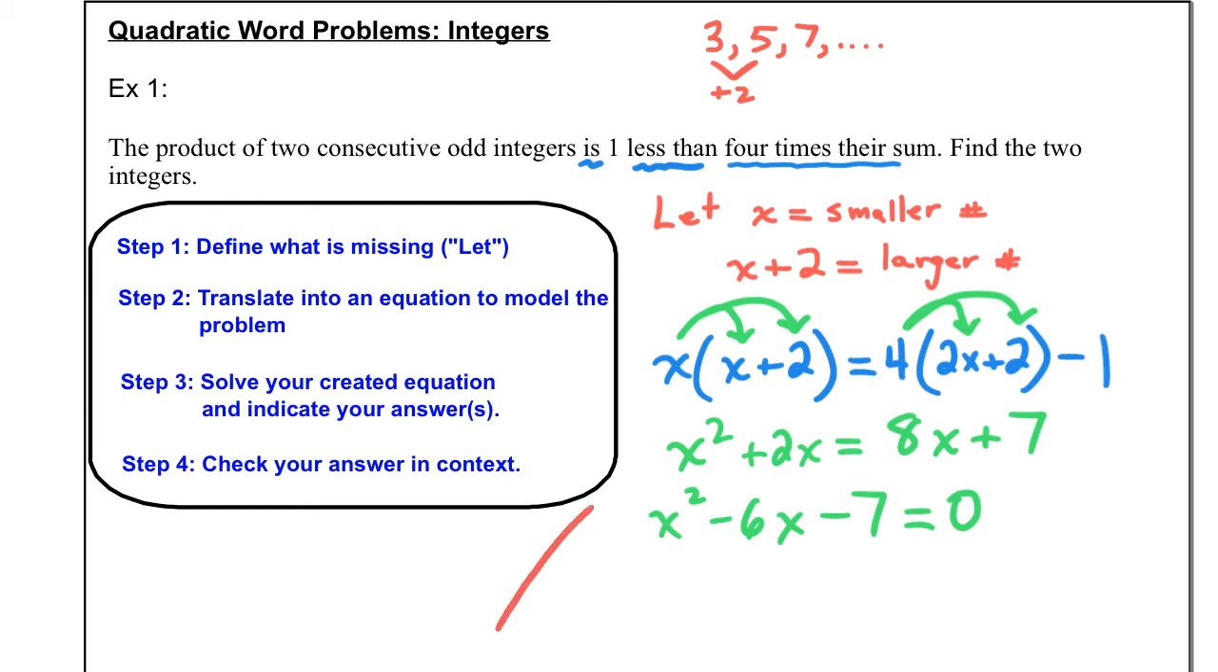This would be our most efficient technique, looking for a sum of -6 and a product of -7. That's going to be -7 and +1. So I'm going to double bubble.